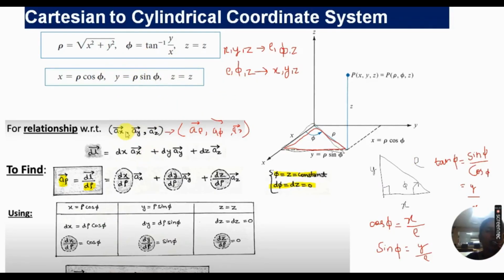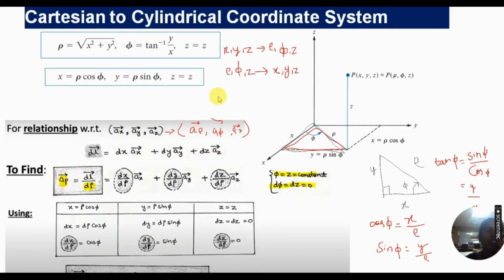Now let us find the relation between the unit vectors. Suppose ax, ay, az cap unit vectors are given in Cartesian, how should I convert to cylindrical unit vectors? For finding that, let us take the differential length element in Cartesian, that is dx into ax cap plus dy into ay cap plus dz into az cap.